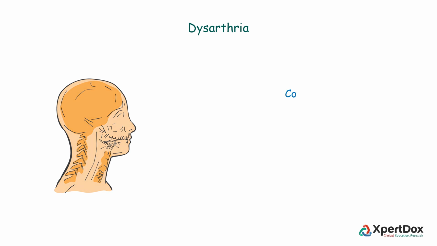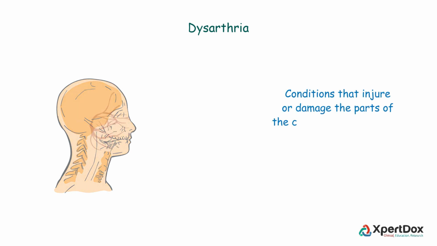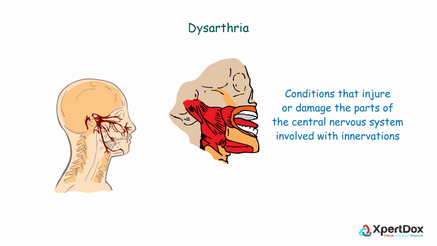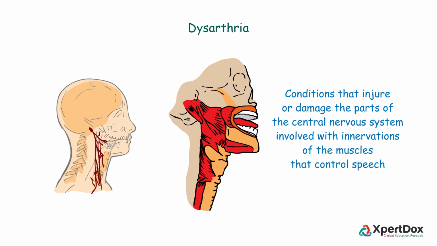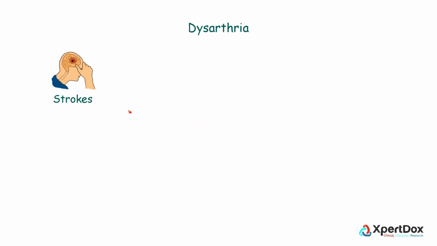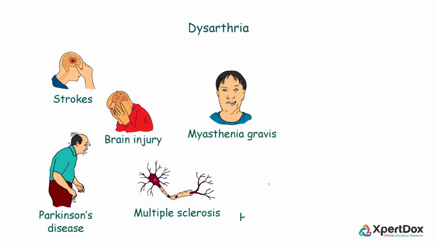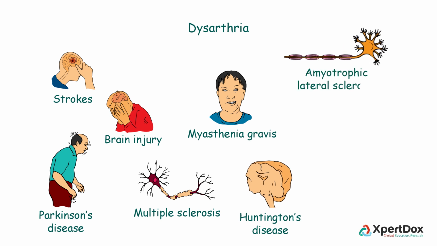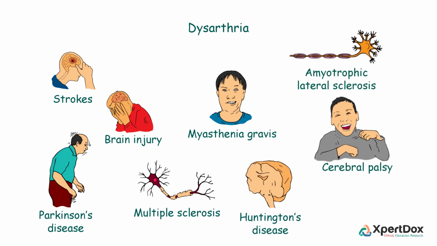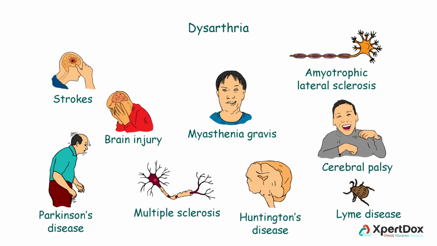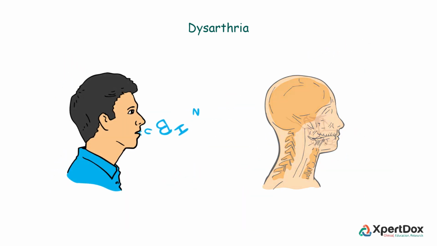Causes of dysarthria include conditions that injure or damage the parts of the central nervous system involved with innervations of the muscles that control speech. These include strokes, brain injury, Parkinson's disease, myasthenia gravis, multiple sclerosis, Huntington's disease, amyotrophic lateral sclerosis, cerebral palsy, and Lyme disease. Dysarthrias can be classified in numerous ways depending on where the lesion causing the nerve damage affecting speech occurs.